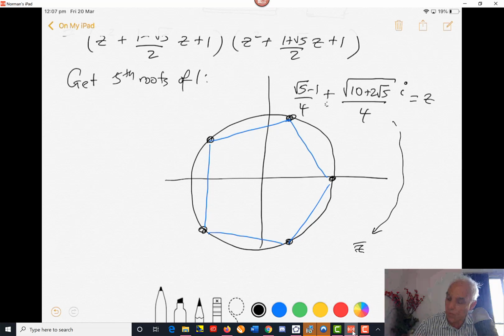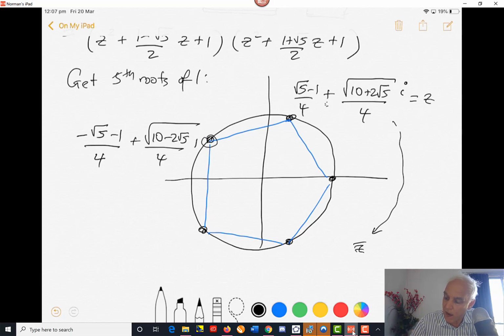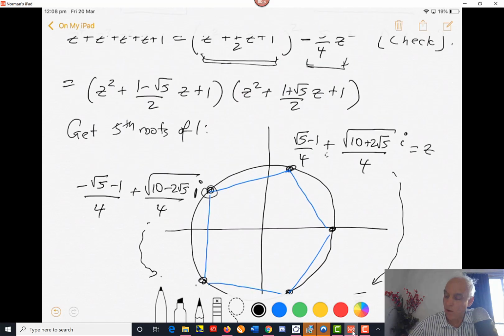And what about this one over here? Well, it's similar, but a little bit different. It's minus (root 5 plus 1)/4 plus the square root of (10 minus 2 root 5) over 4 times i. And this one here is the complex conjugate of that. These are the solutions that you get by solving the two quadratic equations that are appearing here.